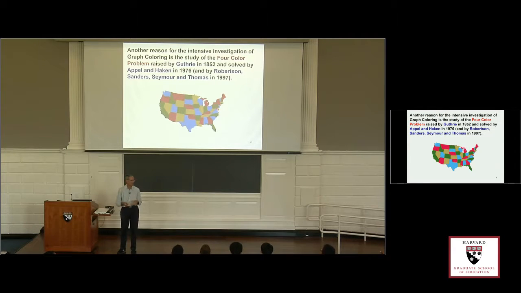Here is another reason for the popularity of graph coloring, and this is the investigation of the best known problem, now theorem, in graph theory. And this is the four-color problem, or the four-color theorem, that says that every planar graph is four-colorable. This was conjectured by Francis Guthrie in 1852 and was proved by Appel and Haken with some help by Koch in 1976, and reproved again by Robertson, Sanders, Seymour, and Thomas 20 years later.